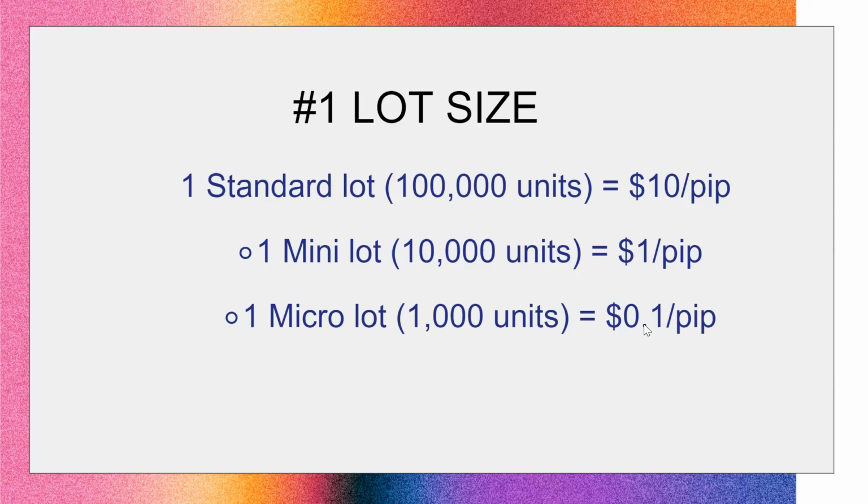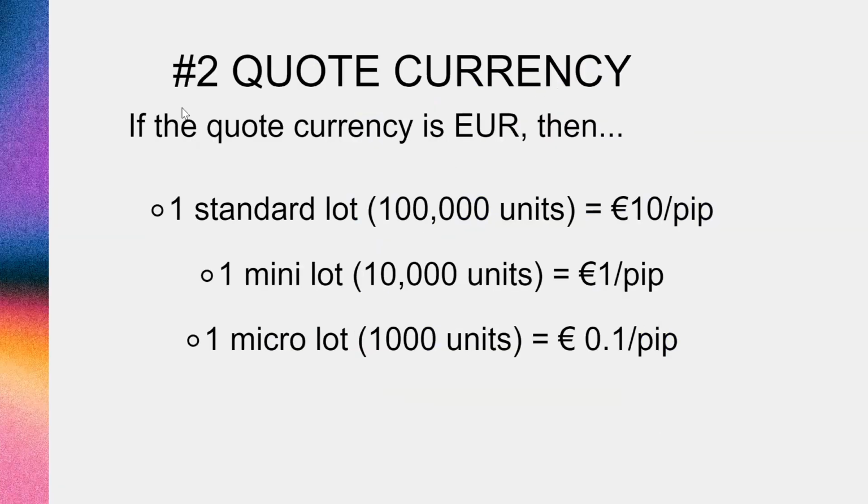Okay, so let's forge ahead. And then the quote currency. If the quote currency is euro, then one standard lot is equal to 100,000 units. That is, if the market moves by 1 pip, you're either making 10 euro or losing 10 euro per pip.